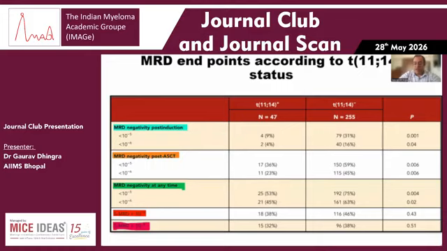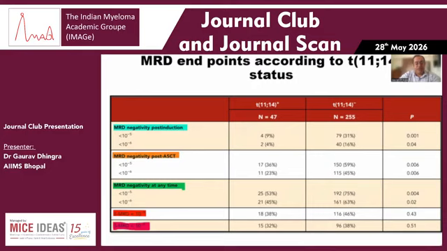When we studied MRD negativity in translocation 11-14 positive versus negative groups, post-induction at the 10 to the power minus 5 level, just 9% of patients achieved MRD negativity in the translocation 11-14 positive group, while 31% achieved MRD negativity in the translocation 11-14 negative group, which was significantly different. A similar picture was also seen at the 10 to the power minus 6 level. Even post-autologous stem cell transplant and any time after the transplant, the MRD negative rate of the translocation 11-14 negative group was significantly better than the translocation 11-14 positive group.